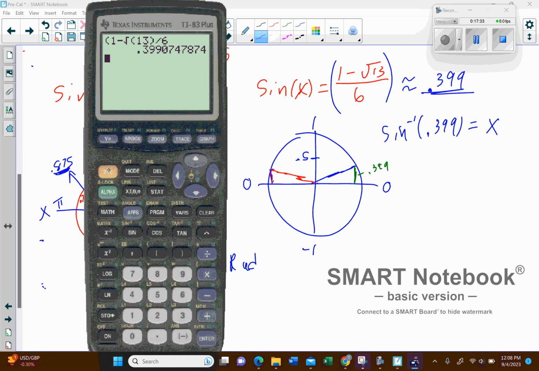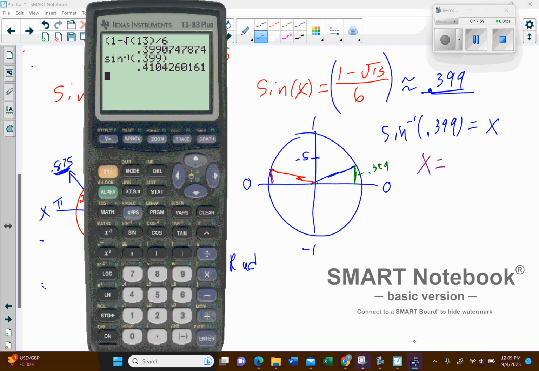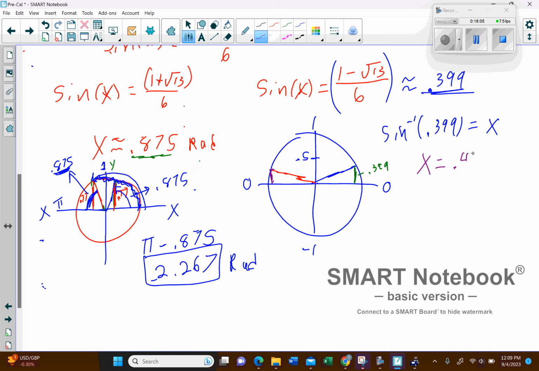So we're going to go ahead and take the sine inverse of 0.399, and so it gives me the first one. It's not going to give you both of them. It's only going to give you certain quadrants, and for sine the calculator only tells us about quadrant 1 and 4. So I know my first one is x equals about 0.410. That's the rotation angle right there, in radians.